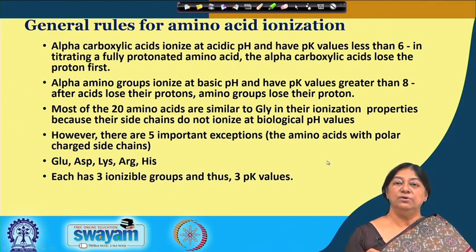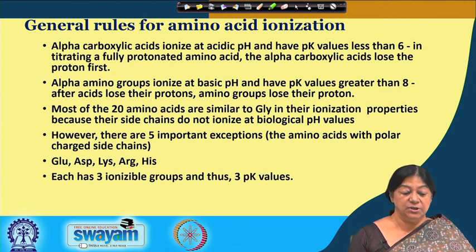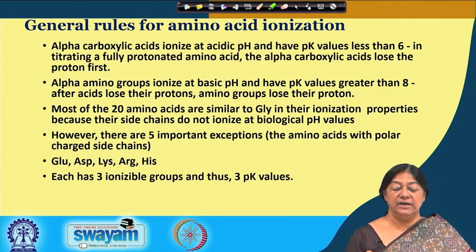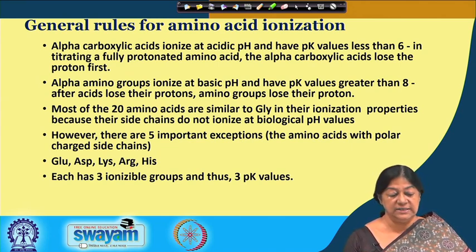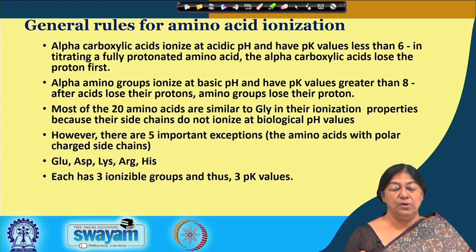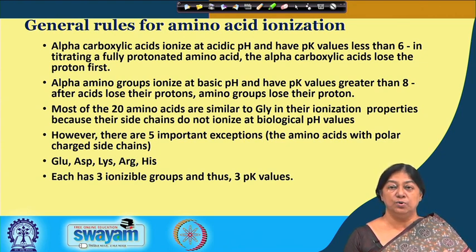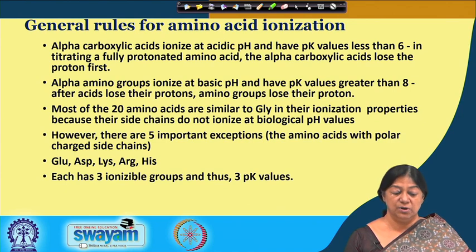So, if we look at general rules for amino acid ionization, we have the alpha carboxylic acids that ionize at acidic pH, and they have pKa values that are less than 6. If we look at a fully protonated amino acid, the alpha carboxylic acid will be lost first. The proton belonging to the alpha carboxylic acid will be lost first.